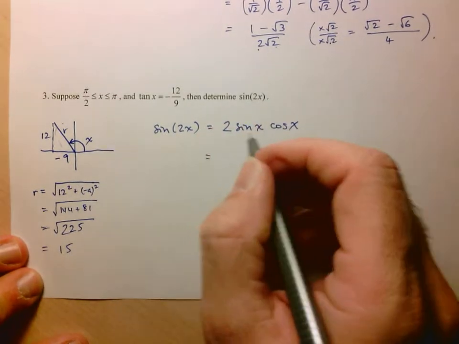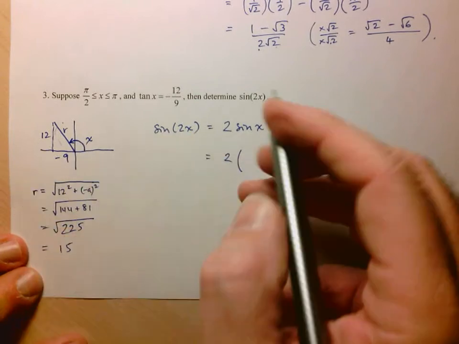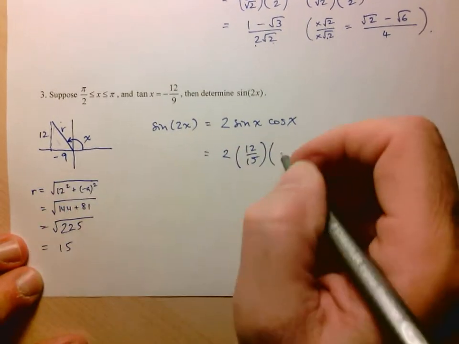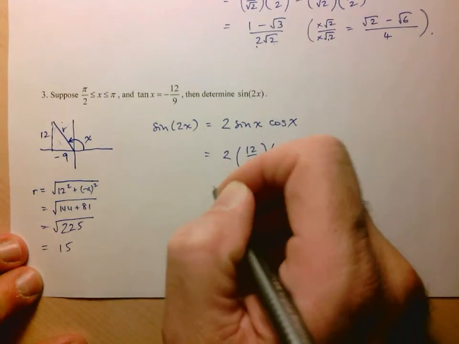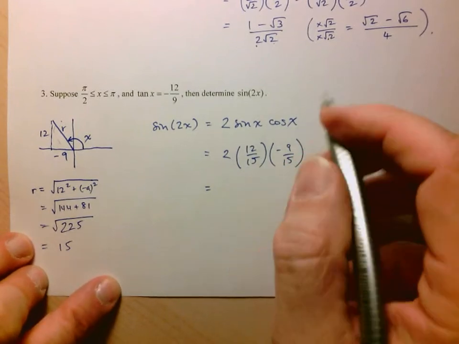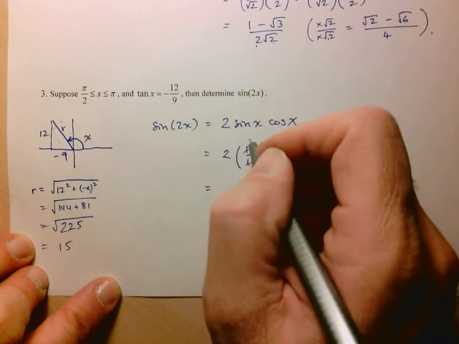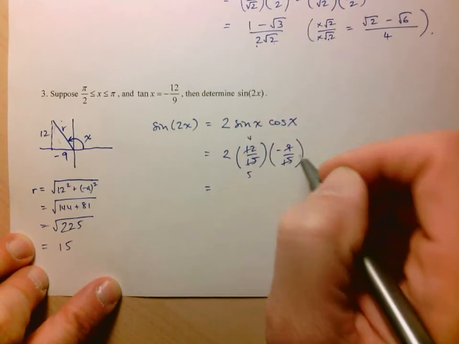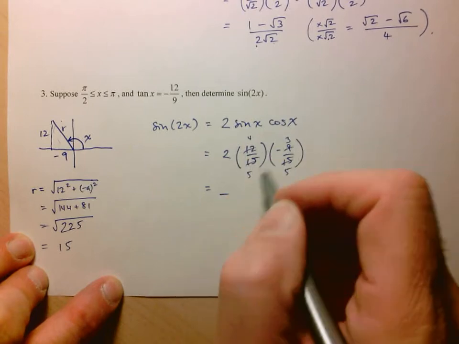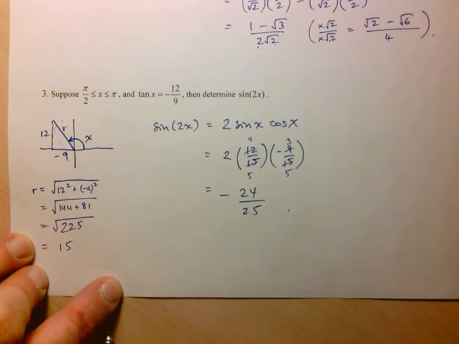So now I can go ahead and calculate my sine x and cos x. So we've got 2 times, sine x is just going to be 12 over 15, and cos x is just going to be negative 9 over 15. Okay, and so here, what do we have? We have some fractions that reduce quite nicely, so let's start by reducing this. So that's going to give me 4 over 5, and this is going to give me 3 over 5, and so we have negative 8 times 3, 24, over 5 times 5 is 25. So there's my exact answer.